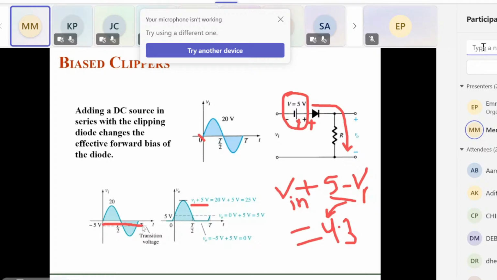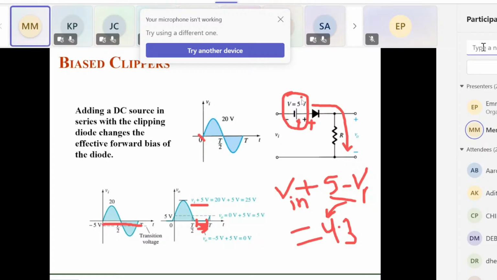Instead of 5 volt, make it minus 4.3, right? It was already on. At that time, it was already on, right? So it means the negative portion is lesser. So that portion where the diode was off, that is flipped up.